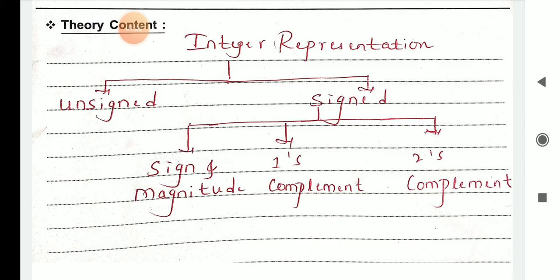So the first main types are two: first one is unsigned and second one is signed. Signed is again divided into three types: sign and magnitude, ones complement, and twos complement.